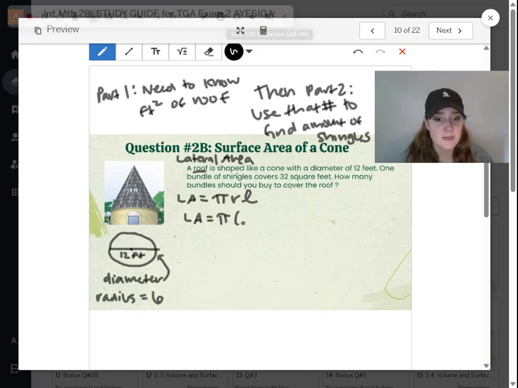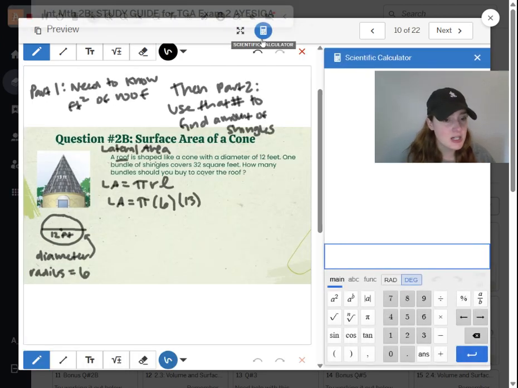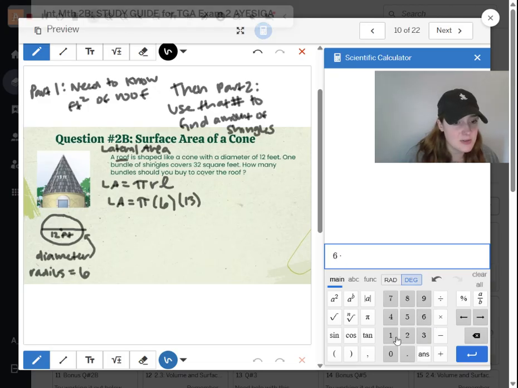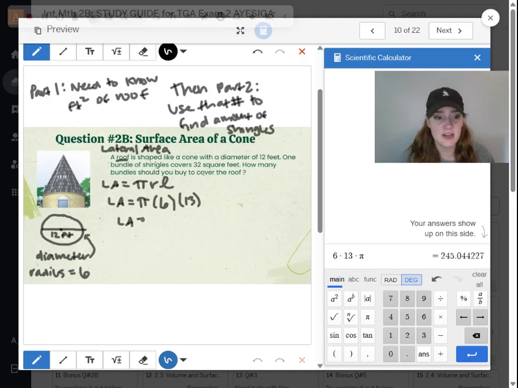Equals pi times 6 times the slant height, 13. Calculator. 6 times 13. We do want a specific number, so times pi. So the lateral area, again, that's just the outside of the cone. We're not including the bottom circle piece because we don't need to put roofing inside our house, just on the outside. Lateral area is going to be 245.